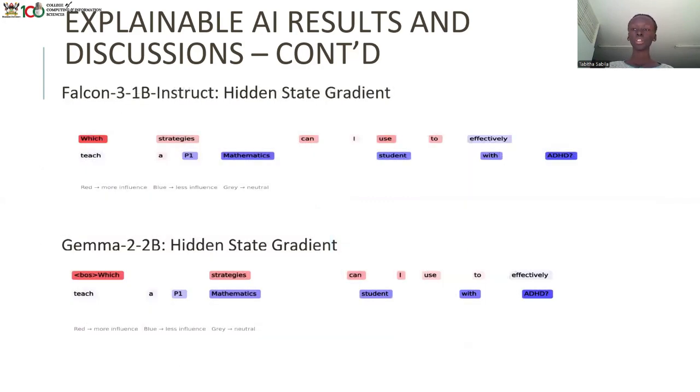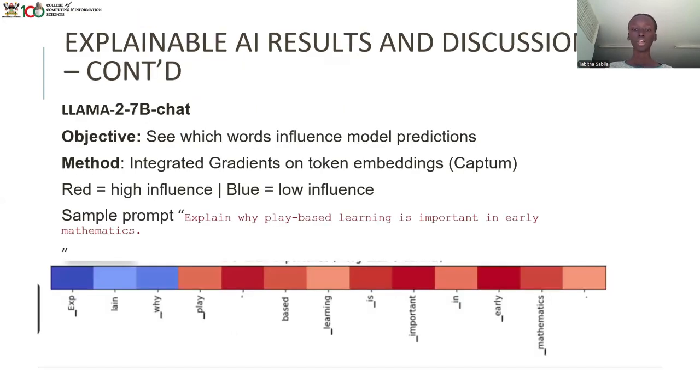So when you look at the hidden state gradients, we are able to see what the models are paying more attention to. What Falcon and Gemma are paying more attention to is basically the very first token, which is the question token. When you look at mathematics and student, those are in blue. That means that these did not contribute as much to the output or to whatever was generated in response to this prompt. When you look at Llama, however, we can see that mathematics, early, important, played a bigger role in informing the generated output for this prompt, even as compared to tokens like why.